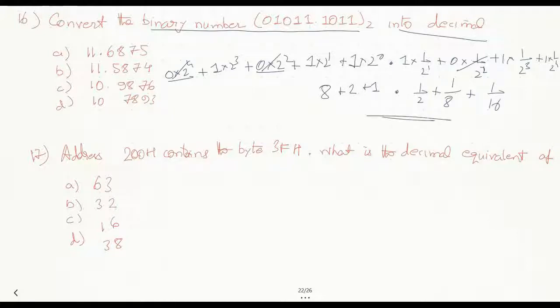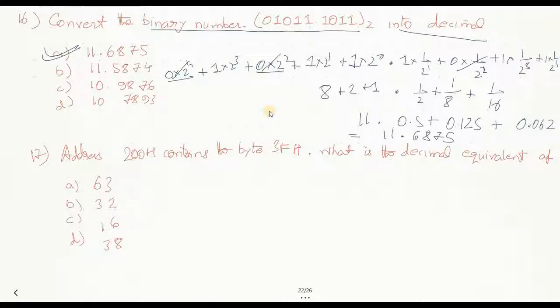So after performing the entire calculation, this part is 11: 8 plus 2 is 10, plus 1 is 11. Then half is 0.5, 1 by 8 is 0.125, and 1 by 16 is 0.0625. Okay, so we have to add them together, we will get 11.6875, right? So the correct answer is A, not B, not C, not D.